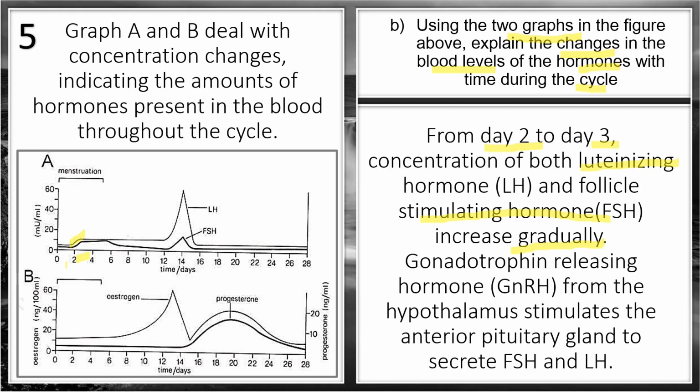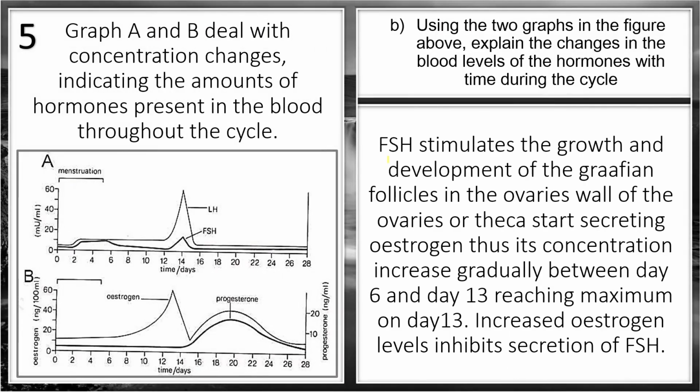Gonadotrophic releasing hormone from the hypothalamus stimulates the anterior lobe of the pituitary gland to secrete follicle-stimulating hormone and luteinizing hormone. Follicle-stimulating hormone stimulates the growth and development of the Graafian follicles in the walls of the ovaries, whose theca starts secreting oestrogen. And this concentration increases gradually between day 6 and day 13.